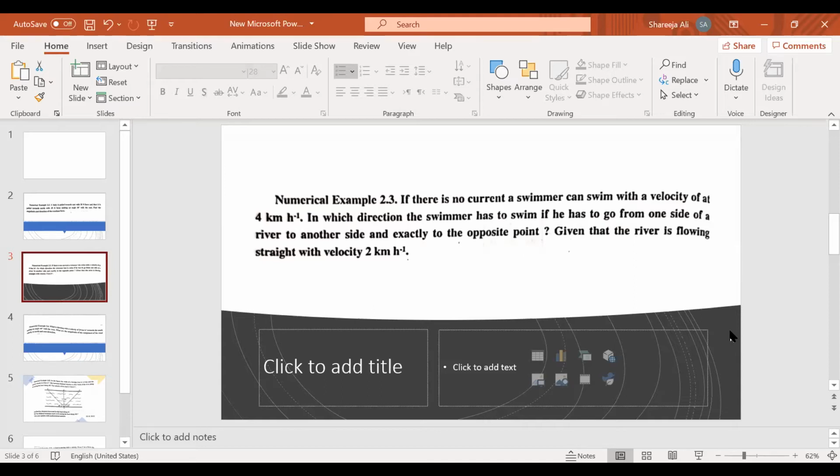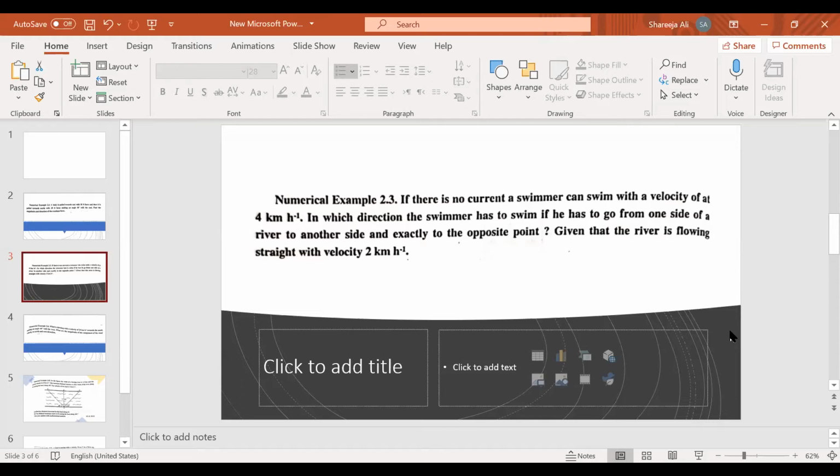Looking at the problem, you yourself can try to draw a diagram that represents this question. If there is no current, a swimmer can swim with a velocity of 4 km per hour. In which direction does the swimmer have to swim if he has to go from one side of the river to the other side and exactly to the opposite point?